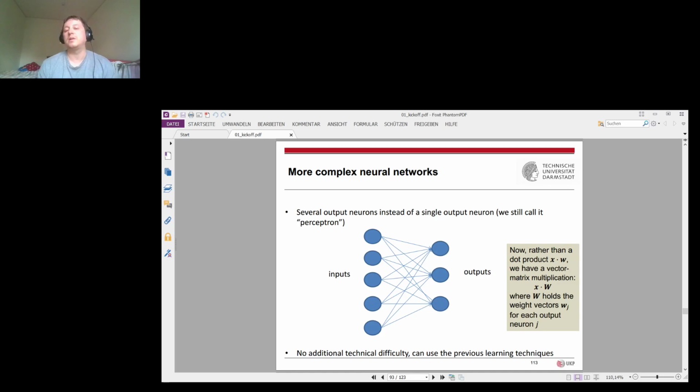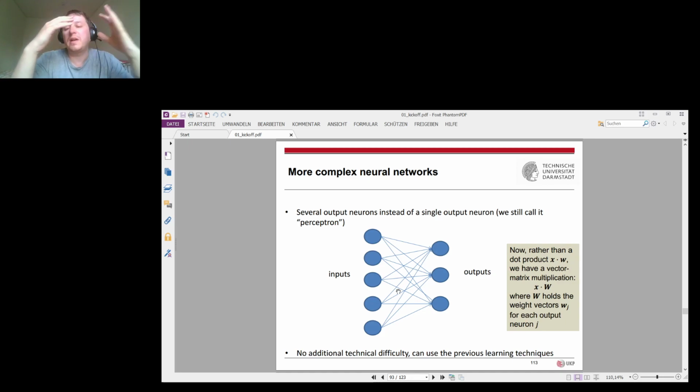Before we had a dot product between an input vector and a weight vector. So this was one vector multiplication. Now we can associate with each output unit one vector of weights. If we put these vectors together, we have a matrix, right? So we put the vectors together to form a matrix.